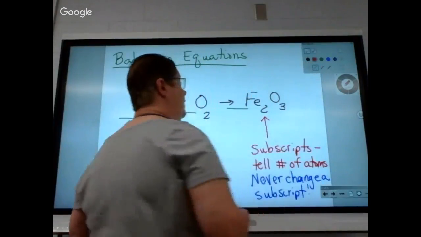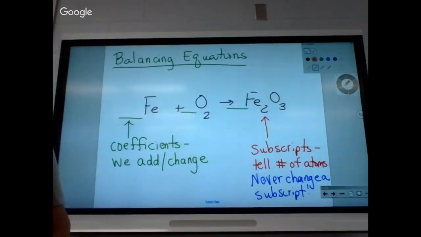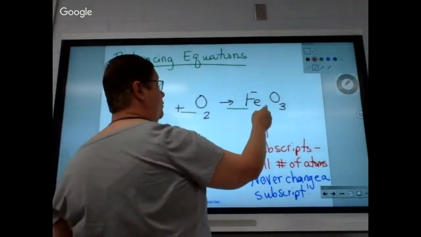All right. Now, balance elements by themselves. Pick either O and balance the O's first, or pick Fe and balance the Fe's first. Balance single elements. Don't try to do Fe and O together. Okay? It just gets boggled up in your brains. So, which element would you like to balance first? Okay? How many Fe's are here? How many Fe's are here?